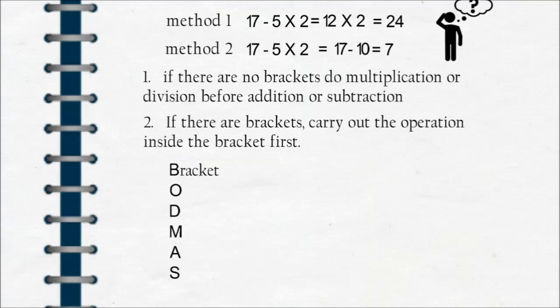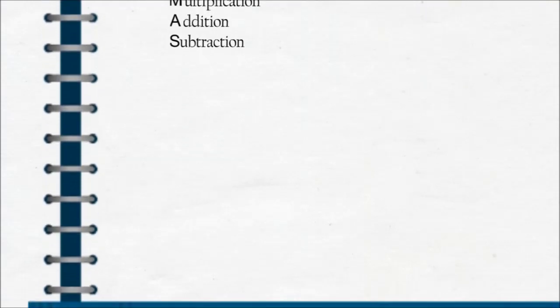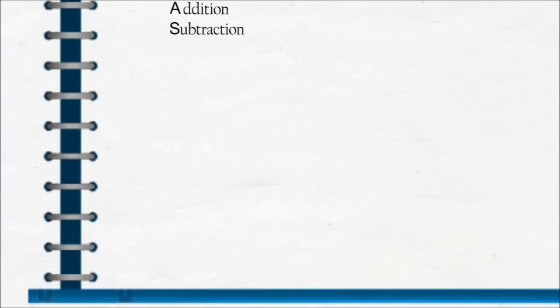Now, the B stands for brackets, the O of, D division, M multiplication, A addition, and S subtraction. Now that simplifies the order in which operations ought to be carried out. What that means is we do the operations in the bracket, then followed by division, multiplication, addition, then subtraction.